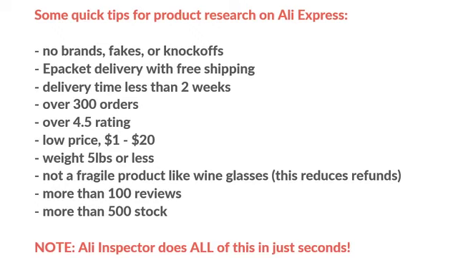Also, you want to look at products that don't weigh a lot because it will cost more for shipping, and try to stay away from fragile products like wine glasses. Those types of things can really reduce refunds. In addition, you want to look for products that have more than 100 reviews and have at least 500 in stock. And the cool part is, AliInspector can do all this in just seconds.